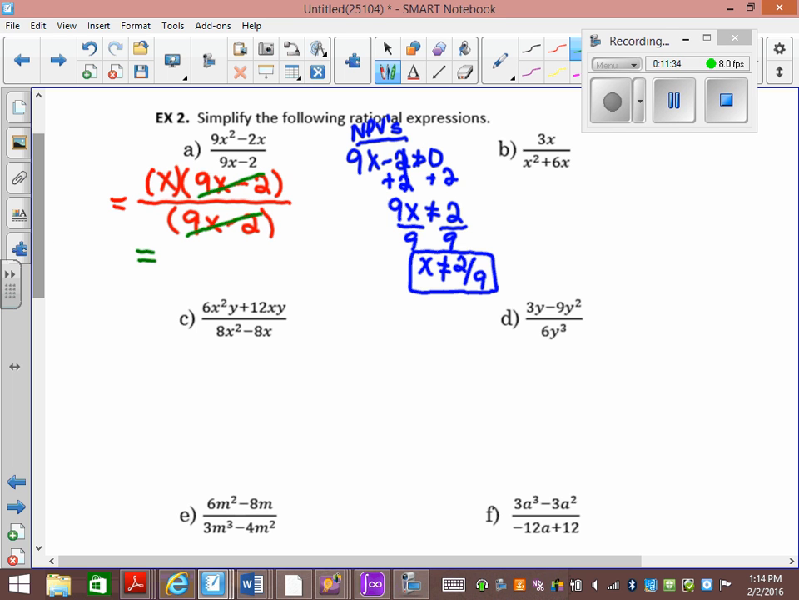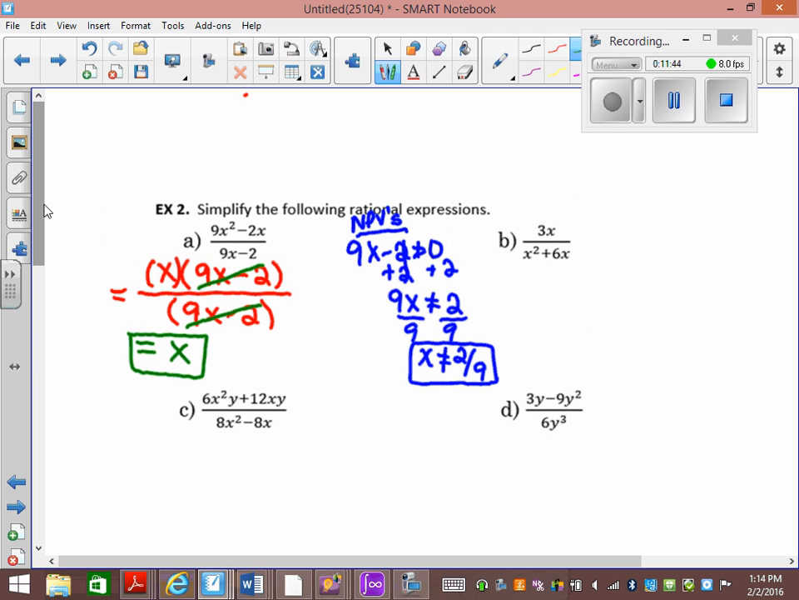So I'm left with an x on the top. Do I have to write over 1? No. What happens if it was like this, though? Don't write, just watch. What happens if it had been switched? It was 9x minus 2 over x, 9x minus 2. And the 9x minus 2 is canceled. Could I just write x? No. If there's a 1 up here, I have to write it.